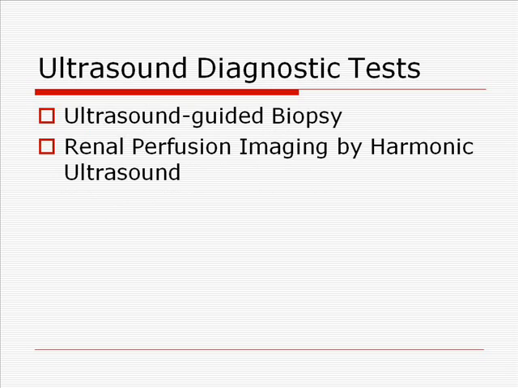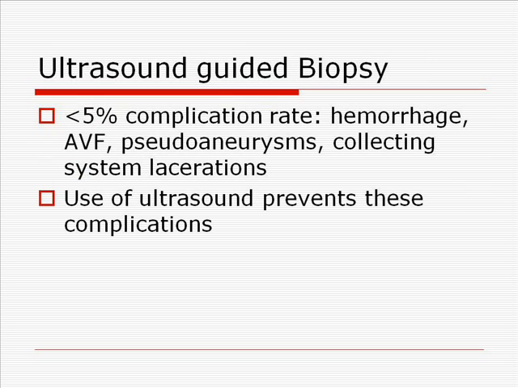Ultrasound can be used for a couple different diagnostic tests in interrogating the renal transplant, and it includes ultrasound-guided biopsy or renal perfusion imaging by harmonic ultrasound. Ultrasound-guided biopsy is generally safe, but possible complications include perirenal hemorrhage, AV malformations, pseudoaneurysms, and collecting system lacerations, and these typically occur less than 5% of the time.